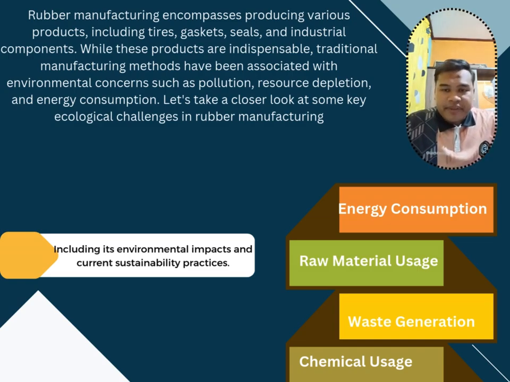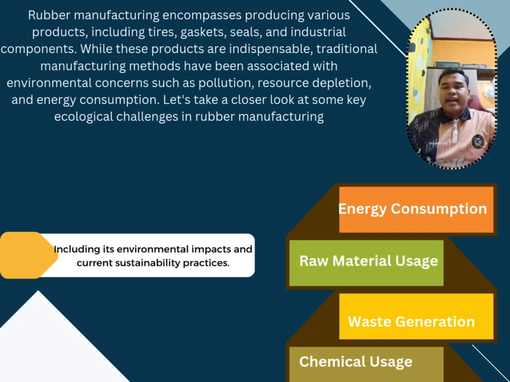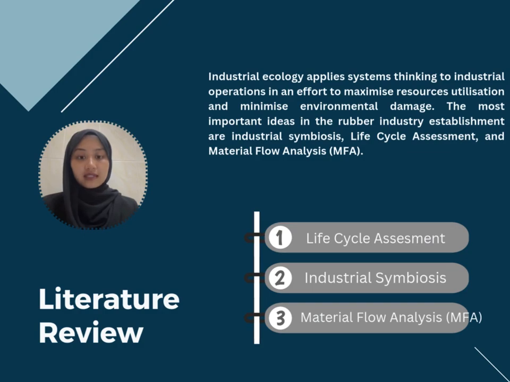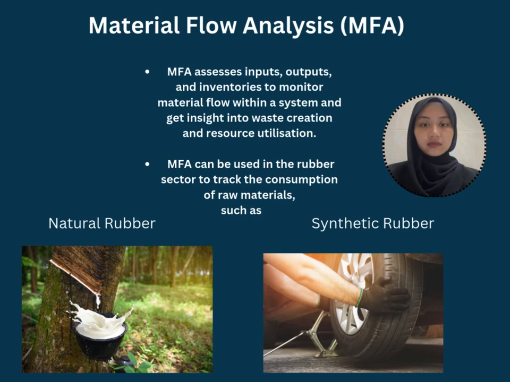For example, energy consumption, raw material use, waste generation, chemical use. Let's see the literature review. Industrial ecology applies systems thinking to industrial operations in an effort to maximize resource utilization and minimize environmental damage. The most important ideas in the rubber industry are industrial symbiosis, life cycle assessment, and material flow analysis (MFA).